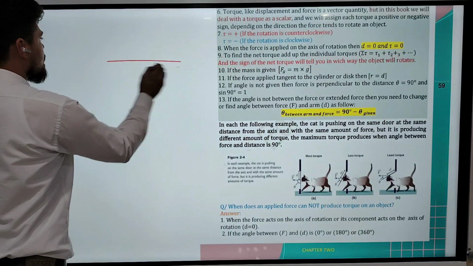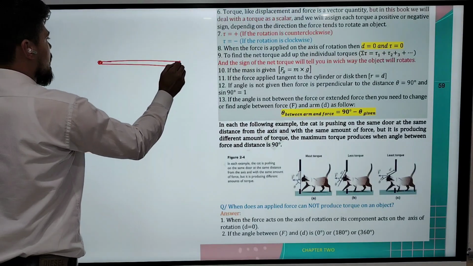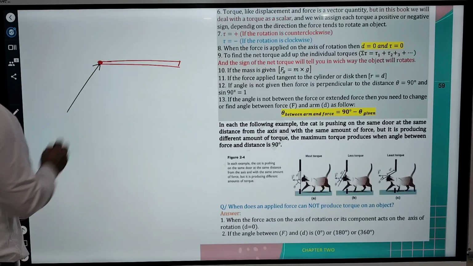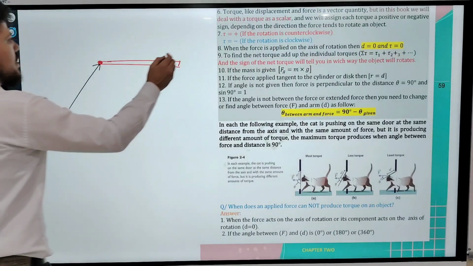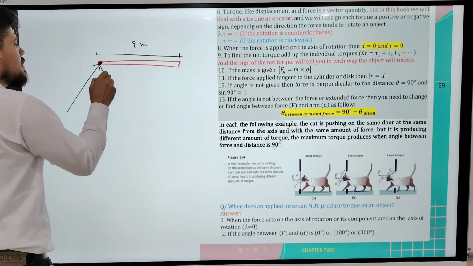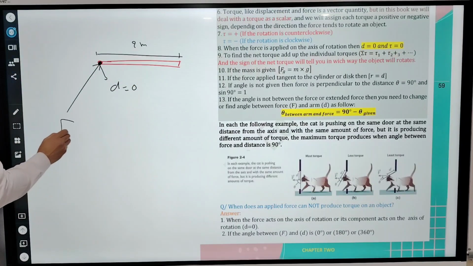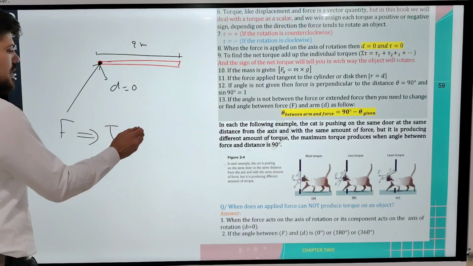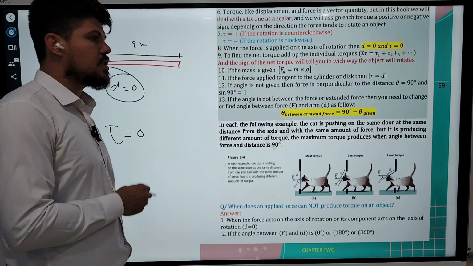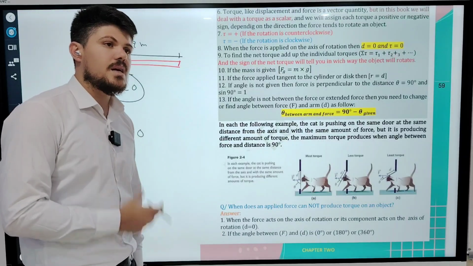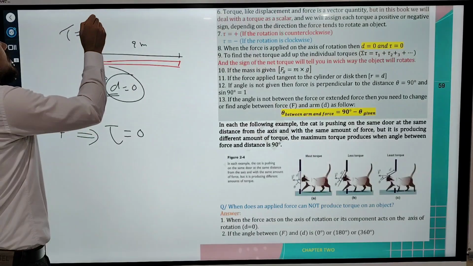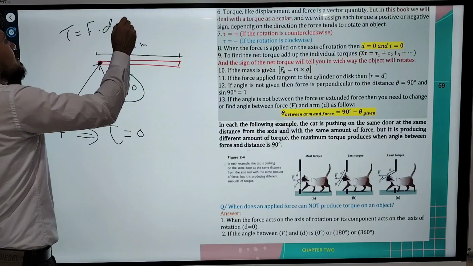How? For example, if you have a thin beam, this is the axis of rotation. If the force is applied on this axis of rotation, even if the length of this beam is 2 meters, the distance at this point is 0. That is why torque is equal to 0. Because the force acts on the axis of rotation, this distance is always equal to 0. Why? Because of this distance in the equation of torque, which is equal to F d sine theta.